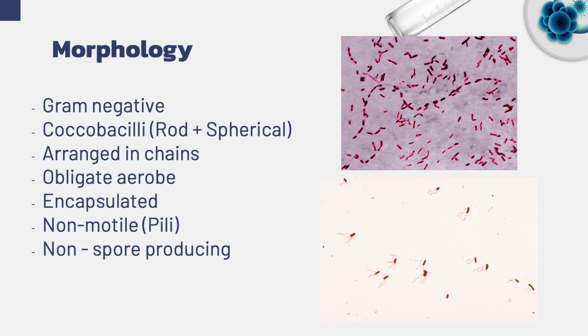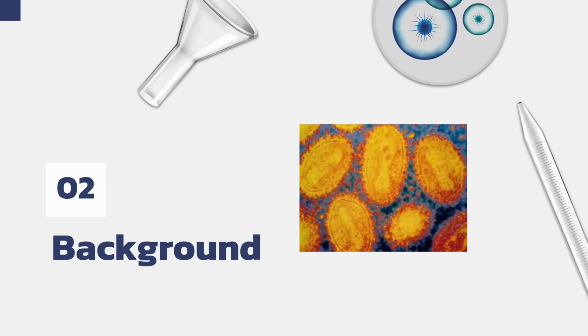It's encapsulated as well, meaning that it is covered in a slippery substance that makes it difficult for our immune system to grab onto it and get rid of it. And it's non-motile, but it has pili, which are shown in the picture below the other picture. And it is non-spore producing.